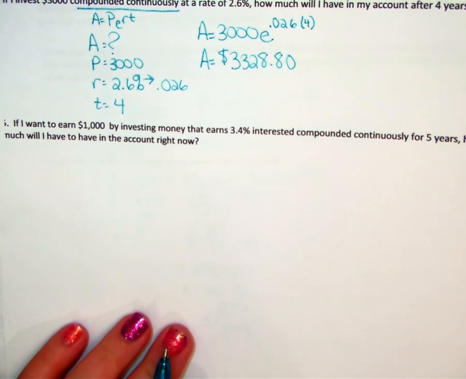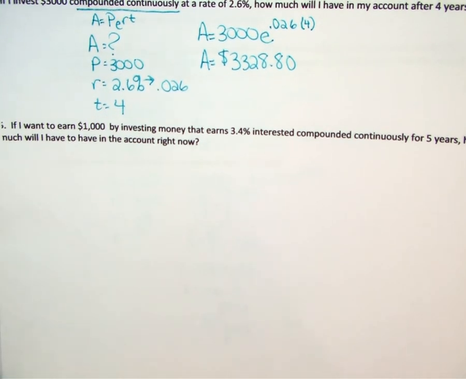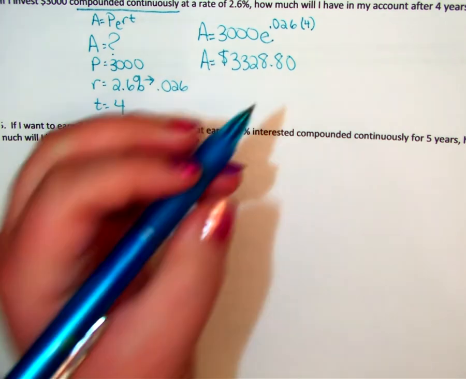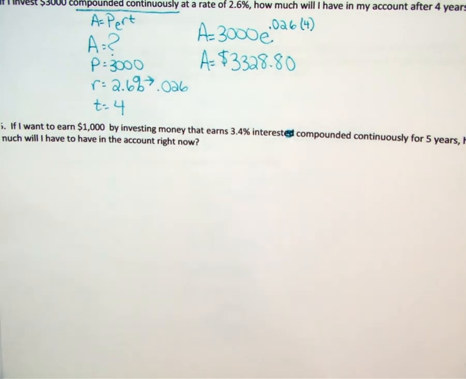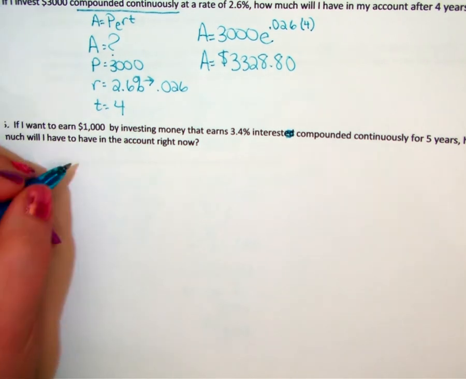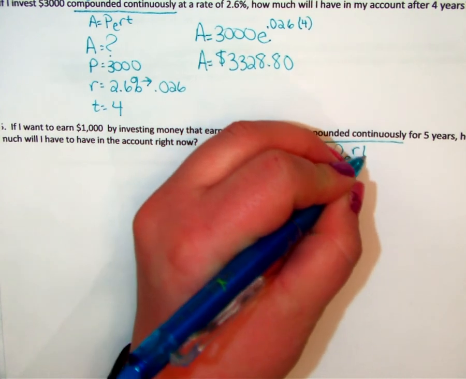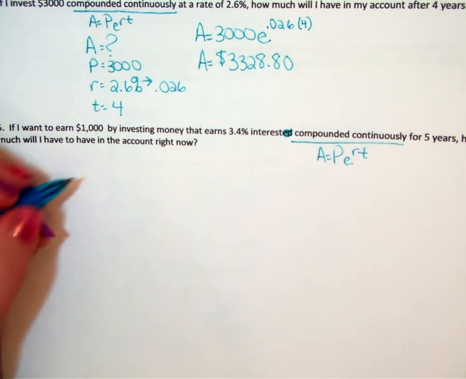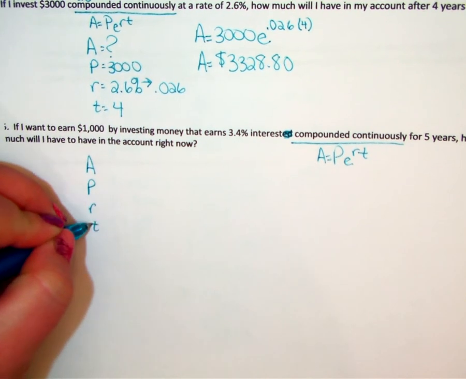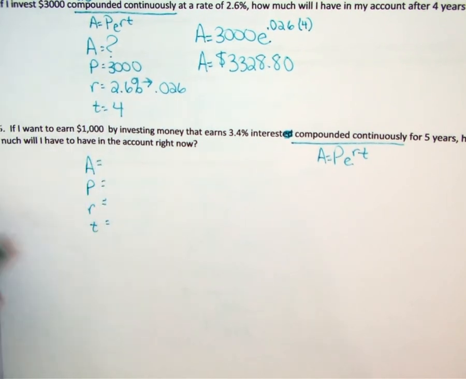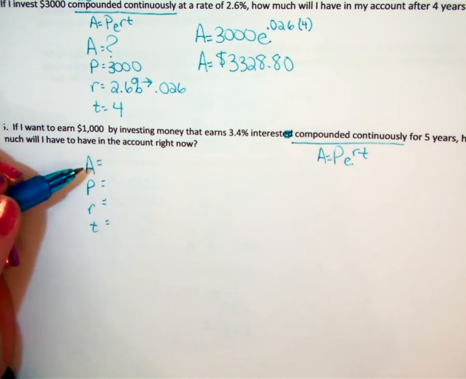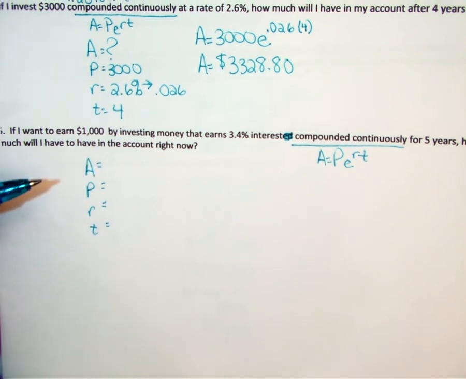Last one. If I want to earn $1,000 by investing money that earns 3.4% interest compounded continuously, for 5 years, how much will I have to have in the account right now? So that compounded continuously tells me A = Pe^(rt). I want to earn $1,000 by investing money that earns 3.4% interest compounded continuously. So I'm just going to put $1,000 here.